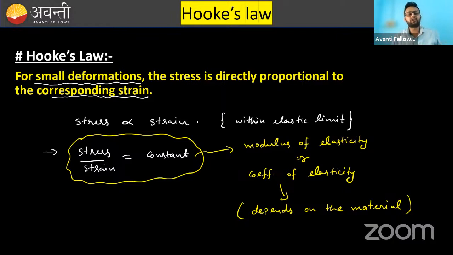So what we have learned is that, according to Hooke, the stress is directly proportional to the strain up to a certain limit, and that limit is the elastic limit. After that, things will change. We will discuss it later. The ratio of stress over strain is a constant, and this constant is known as the modulus of elasticity. Clear? And this constant doesn't depend on the stress and strain, only on the material. I think till now everything is clear.